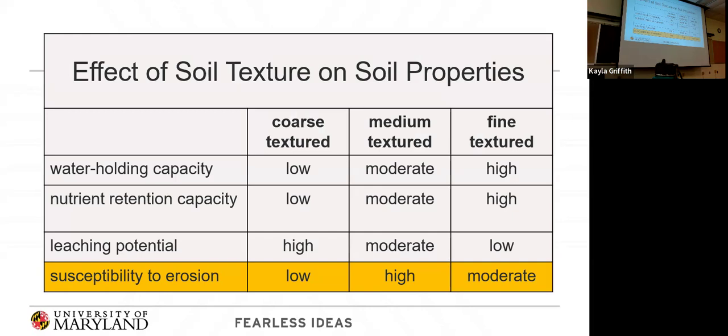So the effect of soil texture on soil properties, everything kind of goes together except the erosion. So water capacity, nutrient retention, leaching potential. As you would think with very sandy soils, they're not going to hold any water or any nutrients that you're giving them for a very long time. They have a high leaching potential. And then when you get to the full clays, they're holding it all together.